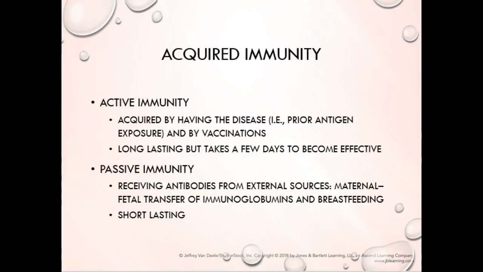With acquired immunity, another concept is to know that there is active and there is passive. Active you get as you get older and you get exposed to diseases or a vaccination, and your body actually develops its own antibodies, and it's long lasting. It may take a few days to become effective, but then you have the antibodies against it.